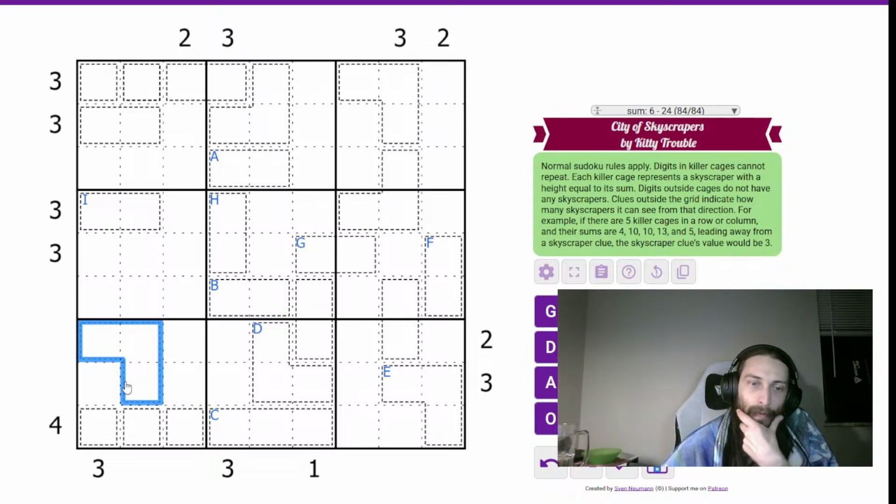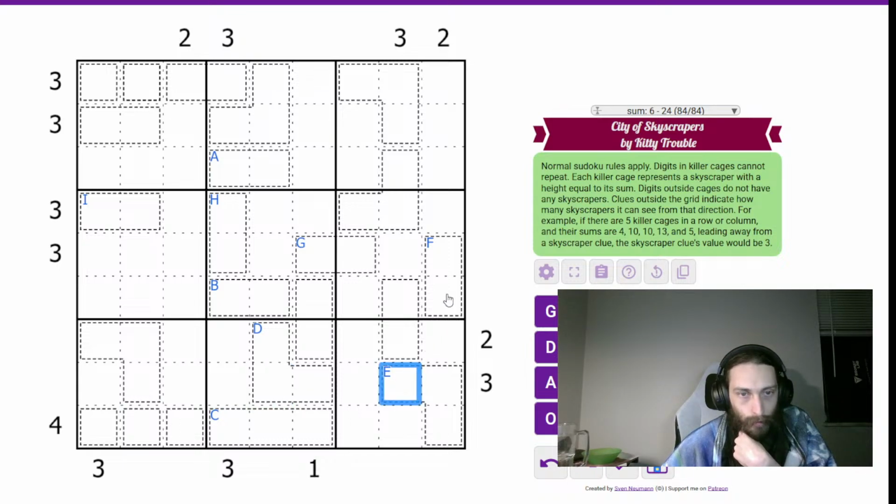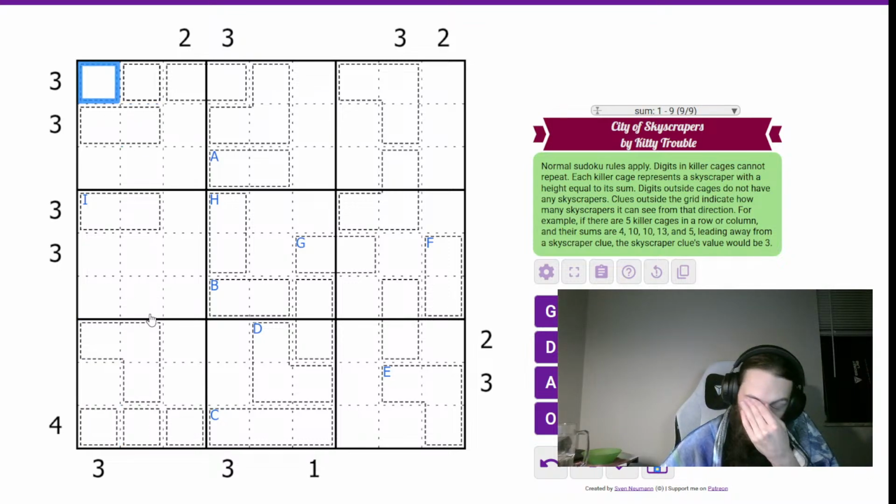Well, this one is larger than D, which is larger than E, which is larger than F, which is larger than G, which is larger than H, which is larger than I. So if this is larger than I, that means I cannot be seen from the bottom. But there are 1, 2, 3, 4 possibilities still.